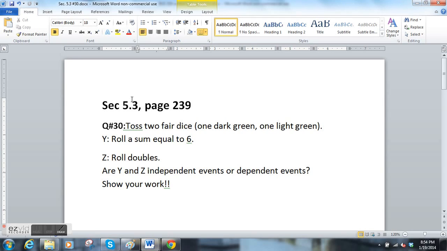Hello, we're in section 5.3. This is page 239 and still looking at conditional probability. So this is question number 30.